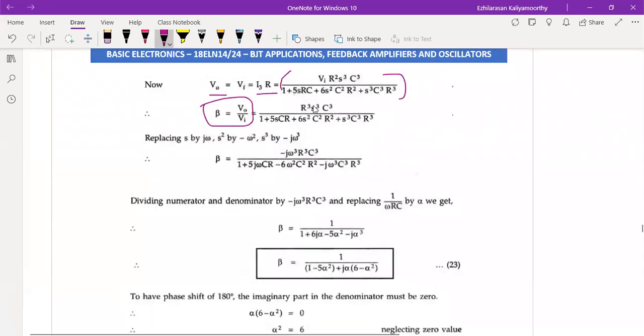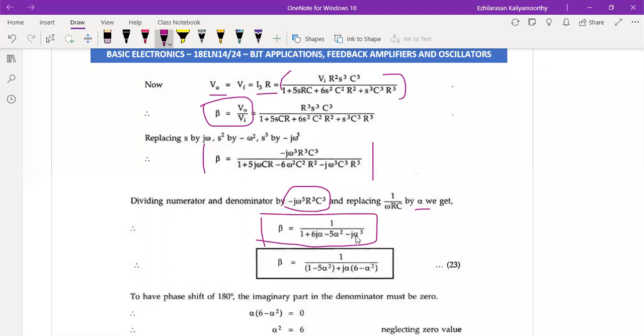Then, to simplify more, replace S by j omega. Then finally we get beta like this. Now you can still simplify: divide the numerator and denominator by this term and replace 1 by omega RC, wherever it appears, by alpha to reduce the simplification time. Then you'll get the beta value like this. Now from this you can apply the partial product.